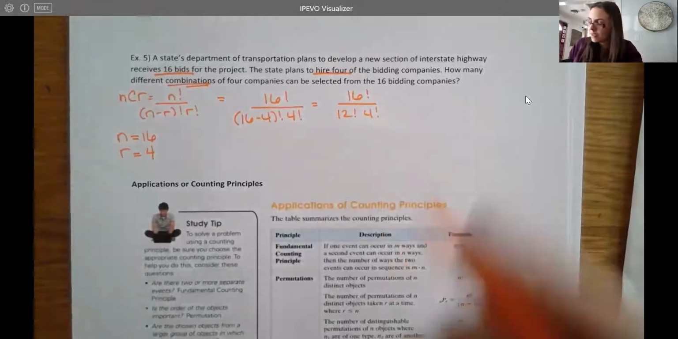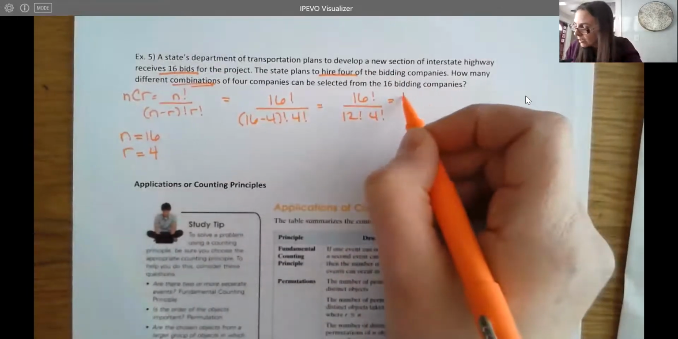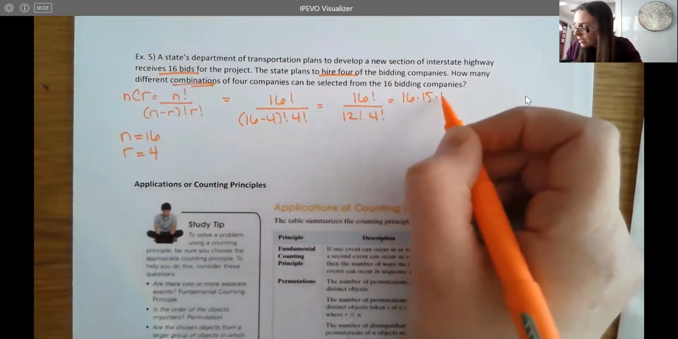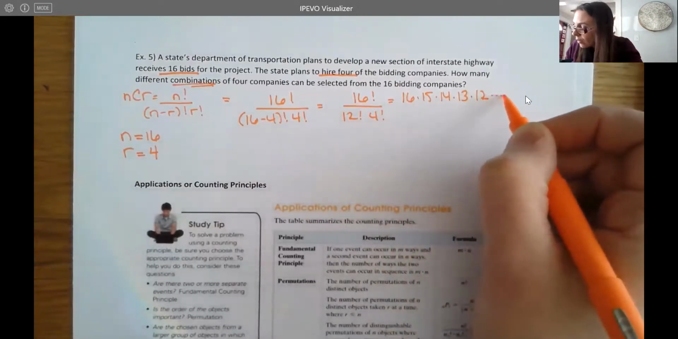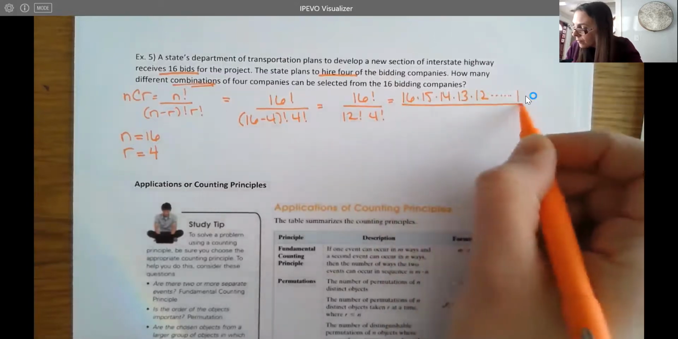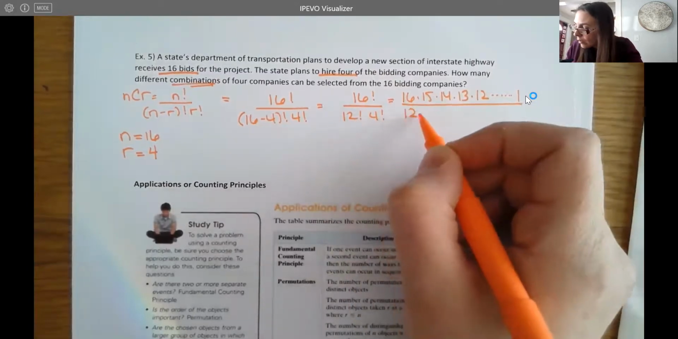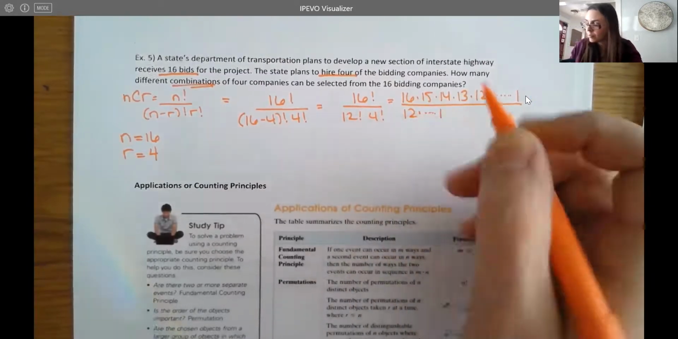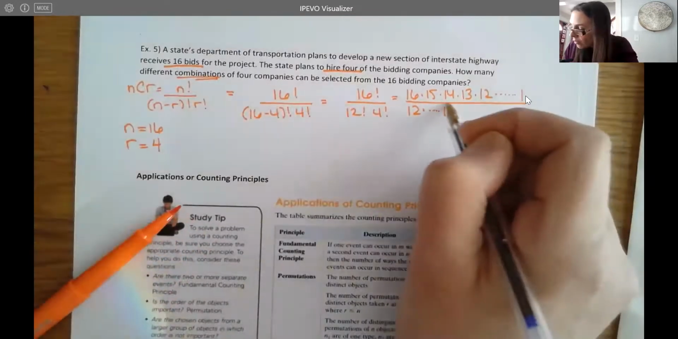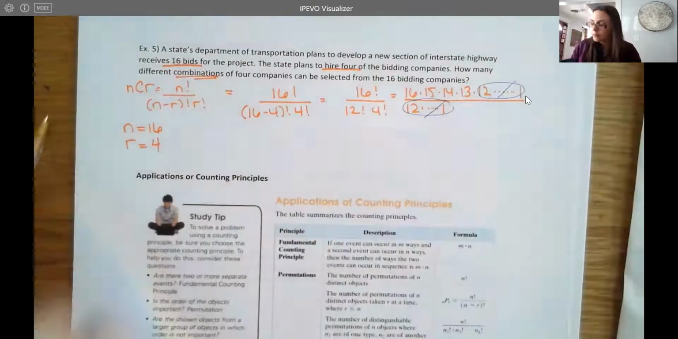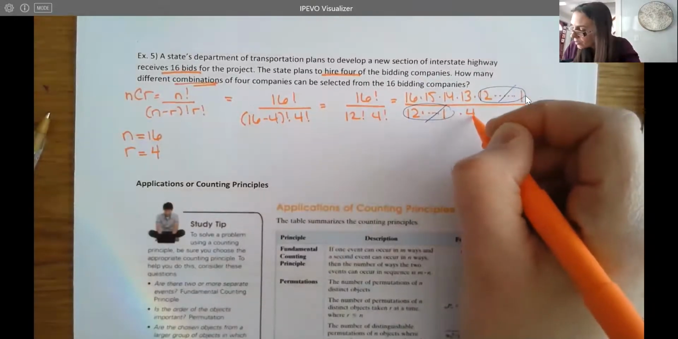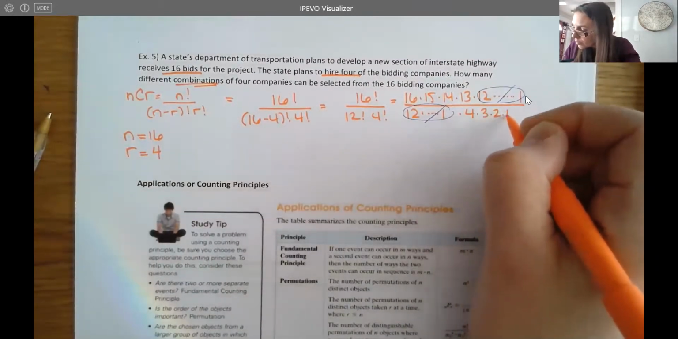So think about what happens here with our patterns. For 16, it's 16 times 15 times 14 times 13 times 12, all the way down to 1. And when we do the 12 factorial, we're going to get that same multiplication here of 12 down to 1. So this whole group can really cancel out. And then I have my 4 factorial. So 4 times 3 times 2 times 1.